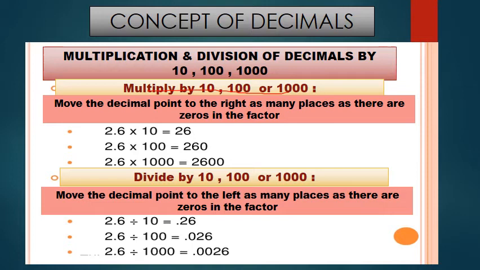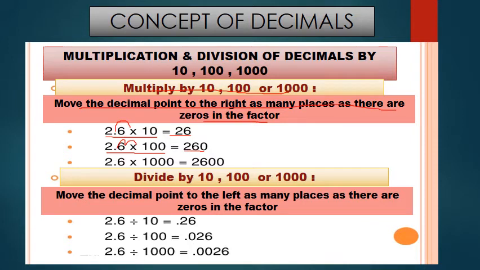When we multiply any decimal number by 10, 100 or 1000, we move the decimal point to the right as many places as there are 0s in the factor. Let's take a decimal number 2.6. Now multiply it by 10. We move the decimal point to the right by one place. The answer we will get is 26. Similarly, when we multiply 2.6 by 100, we move the decimal point two places to the right. So the answer we will get is 260.